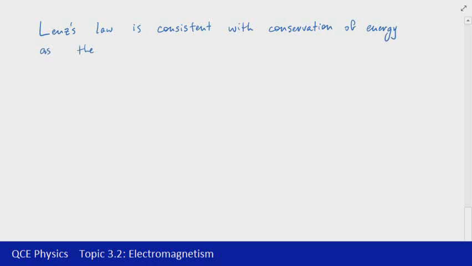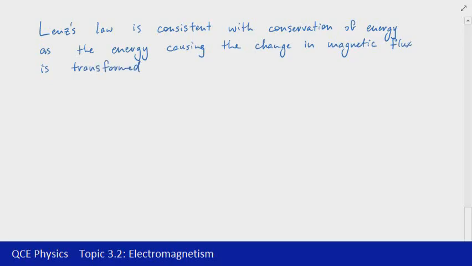So the energy causing that change in magnetic flux, as I said, is thus converted to electrical energy. Or a better word there would be transformed. So we don't have any energy being created or destroyed. It's simply being transformed from usually kinetic energy into electrical energy.